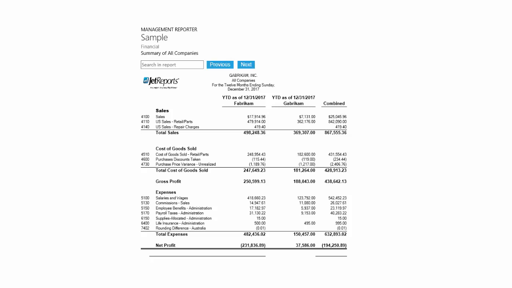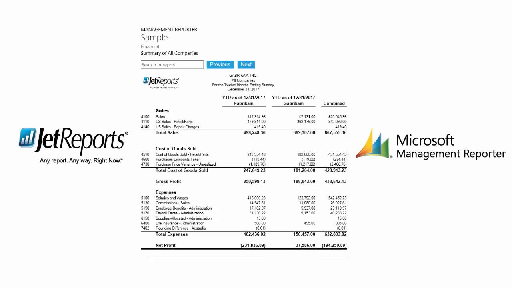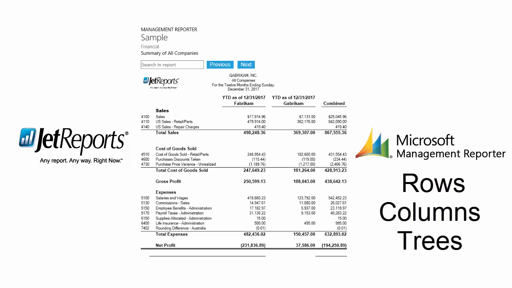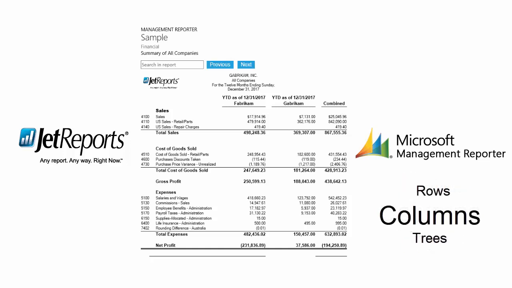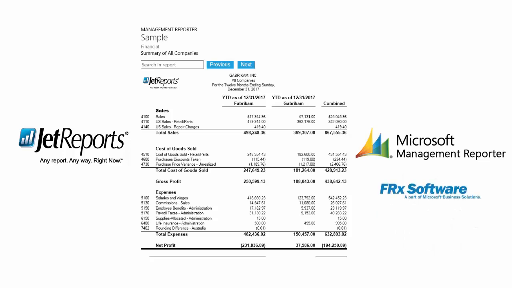We are continuing to compare the building of the report you see on the screen in both Microsoft's Management Reporter and Jet Reports, a Microsoft Excel add-on. In Management Reporter, reports are built using rows, columns, and trees. In this video, we'll be focusing on the building of columns. If you are an FRx user, you'll be able to follow along applying FRx to the comparison as Management Reporter and FRx use similar concepts. We'll be using the same GP database on the same machine at the same time for this comparison.